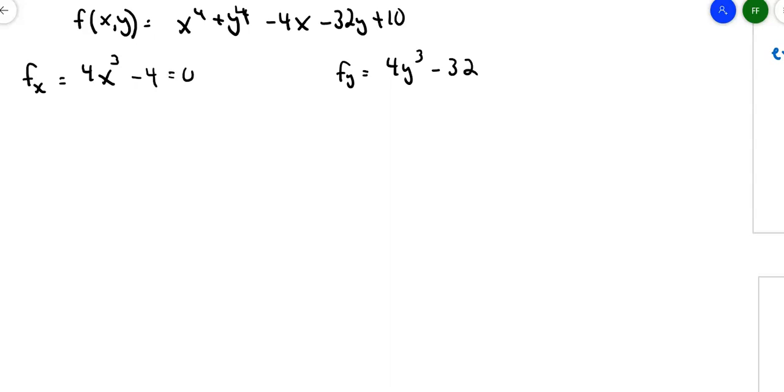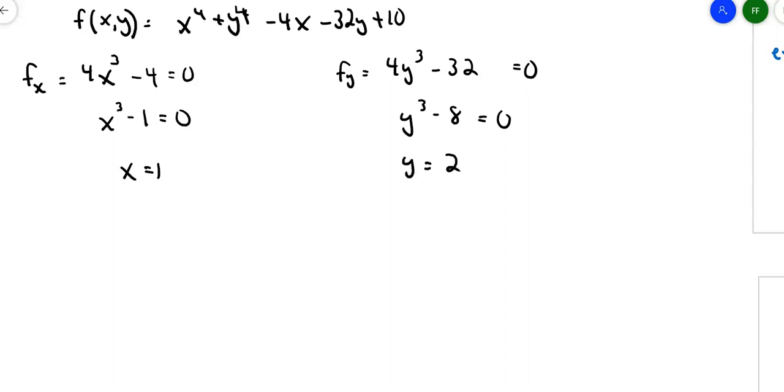All right, set each of these equal to 0. Over here, when you pull out a 4, you end up with x to the third minus 1 equals 0. If x to the third is equal to 1, then x is equal to 1. That's your only value on that side. Over here, divide everything through by 4, and I get y to the third minus 8 is equal to 0. Move the 8 over to the other side. What number cubed gives you 8? It's got to be 2. So my critical point happens at (1, 2).